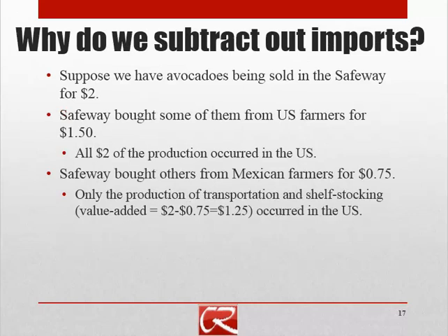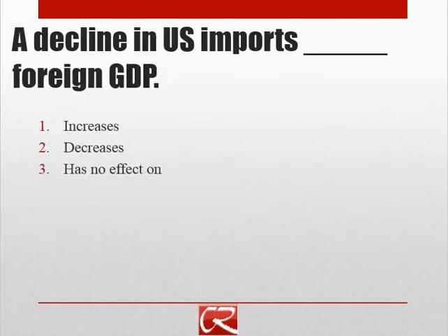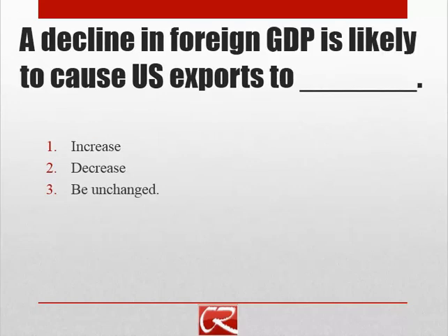Here's a couple of thought questions on the next couple of slides. If the U.S. imports less, how is that going to impact foreign GDP? How is that going to impact GDP in Mexico or China or something like that? And then, if foreign GDP declines in reaction to the U.S. importing less or something like that, how is that likely to impact U.S. exports?